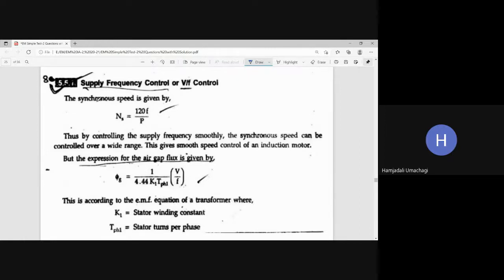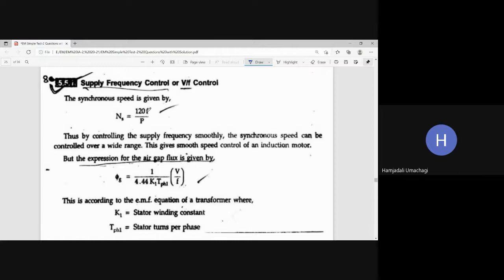We know that the synchronous speed of the induction motor Ns is given by 120 F by P. This is the well-known equation where F is the frequency and P is the number of poles. So if I control the input supply frequency, then we are going to control the speed. Thus, by controlling the supply frequency smoothly, the synchronous speed can be controlled over a wide range.